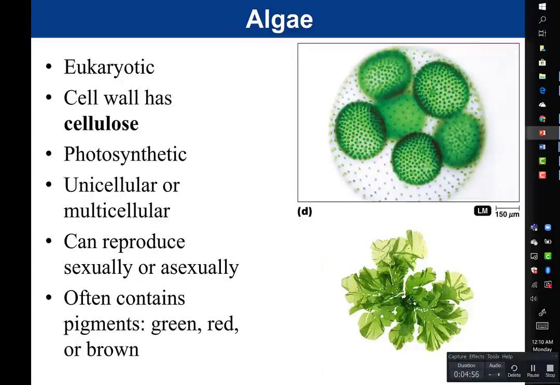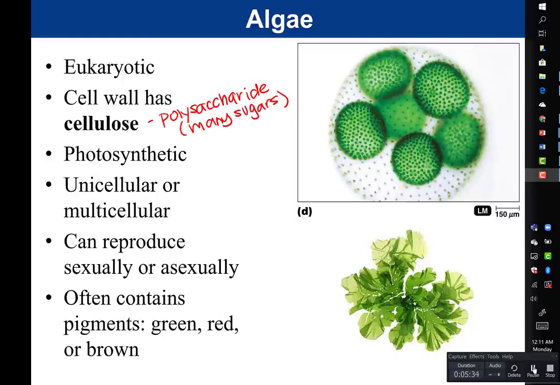So now we're going to move on to our algae. Algae are eukaryotic. They have a cell wall with cellulose. Just like chitin is a polysaccharide, cellulose is also a polysaccharide. So many sugars link together, just like the cell wall of fungi is made of polysaccharide. Algae are photosynthetic. They're able to do photosynthesis. They exist as unicellular or multicellular forms, so it could exist as either.